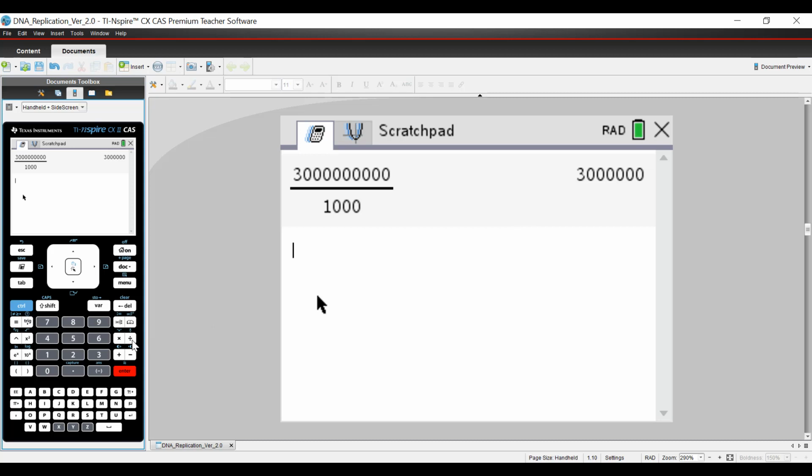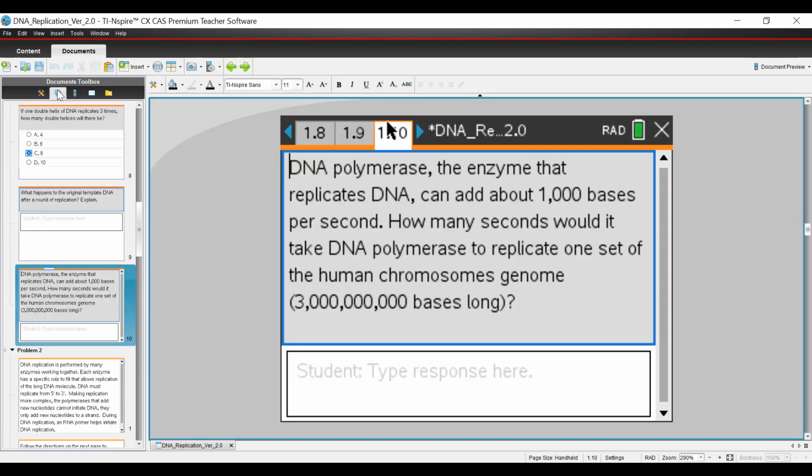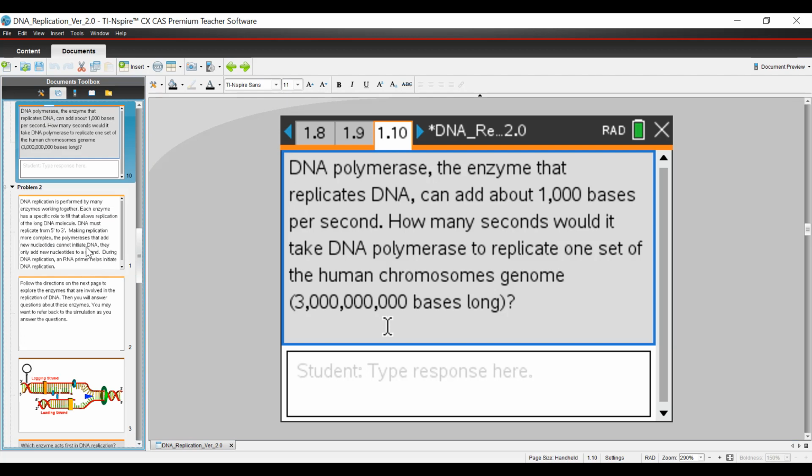You could keep playing around with this if you wanted to. You could say, well, what's that divided by? And we know 60 seconds in every minute. How many minutes would that be? The answer there would be 50,000 minutes, and you can keep messing around with that and see what the hours would be and how many days and weeks and all that kind of stuff. So that's a pretty cool thing you can do.